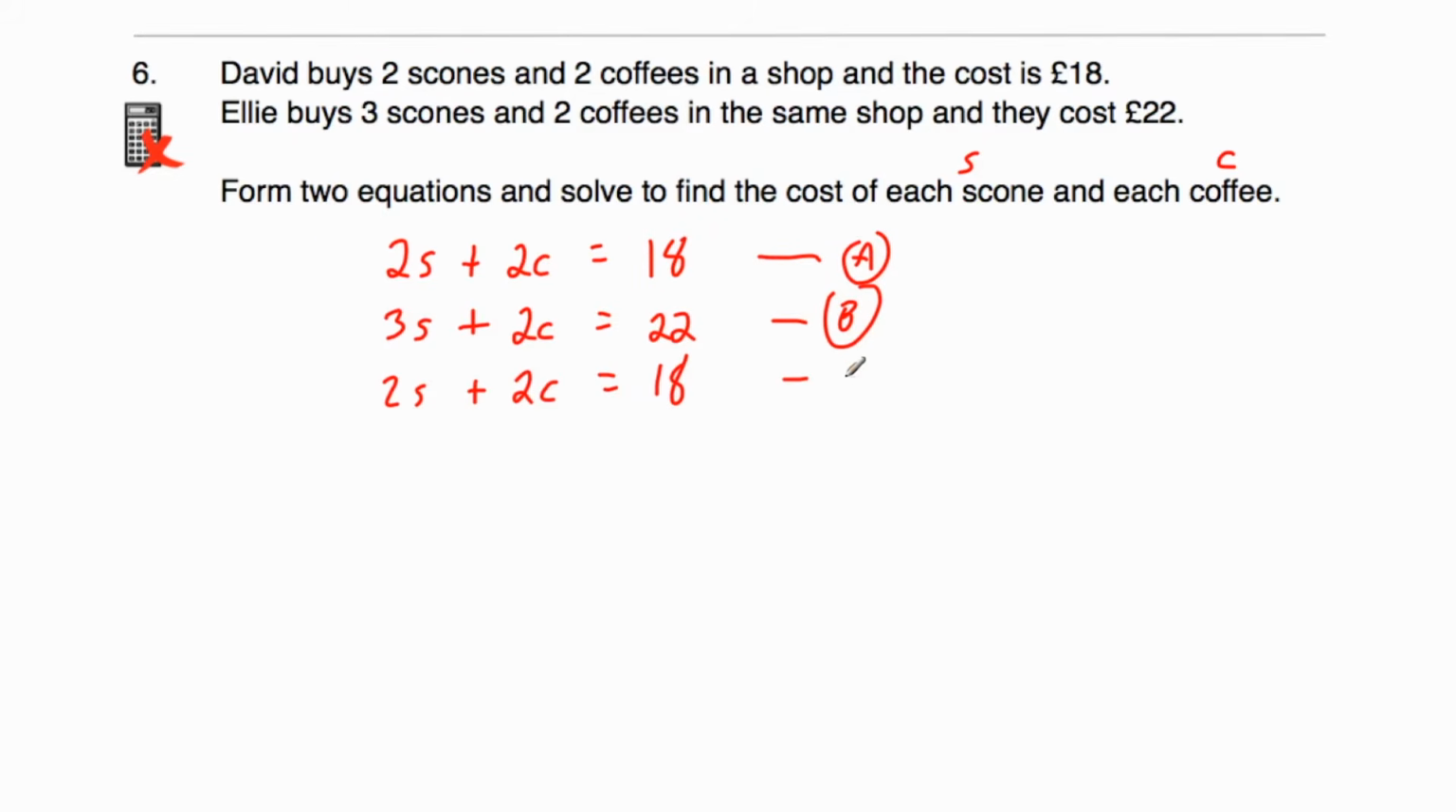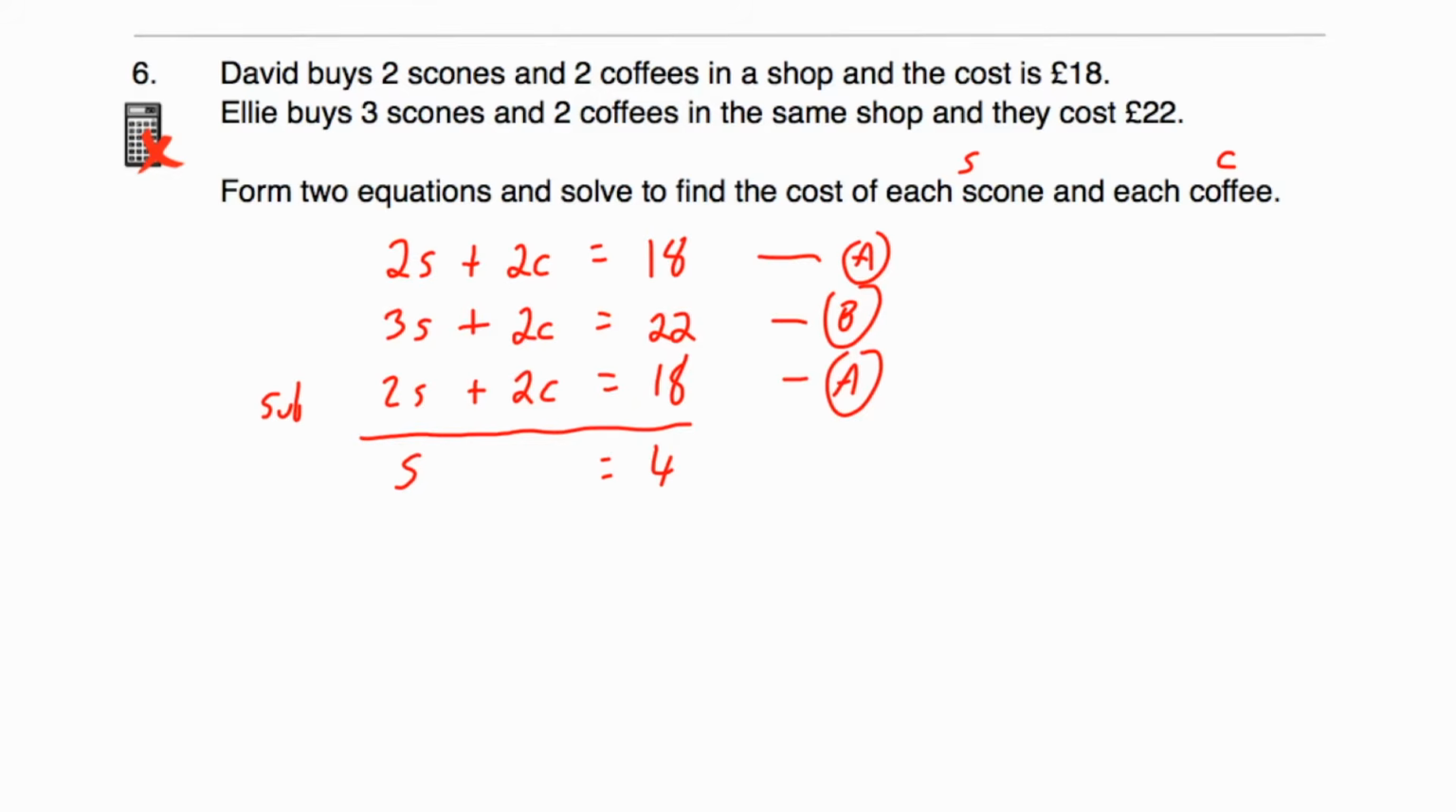And I'm going to do equation B take away equation A, just so that whenever I take them away from each other, I'm left with positives, or nice values. So let's subtract them from each other. So that's going to be B take away A. 3S take away 2S is S. I've then got 2C take away 2C, which is 0. We take them away so that the Cs cancel. And on the right hand side we've got 22 take away 18 is 4. So we've got the cost of a scone is equal to £4.